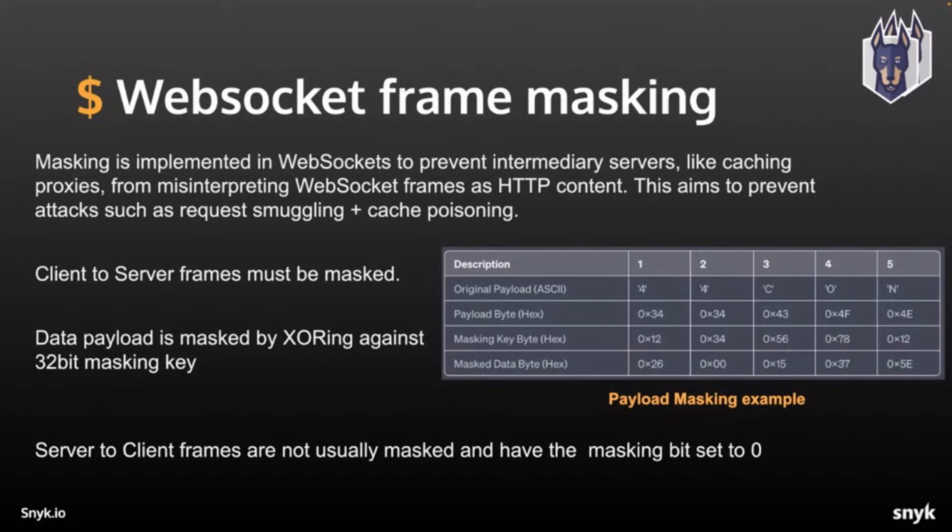And on the table here, we can see how this might look. So we have here the original payload in its ASCII format, and then its hex representation of this. And then we have the masking key bytes. So we XOR the 34 with 12 to get the masked data byte. And then we go forward. And then once we hit the end of the 4 bytes of the 32-bit masking key, we then start again from the first byte. And then we do this until we've got our complete encoded WebSocket payload.